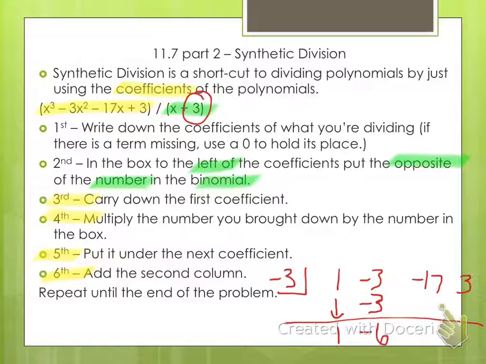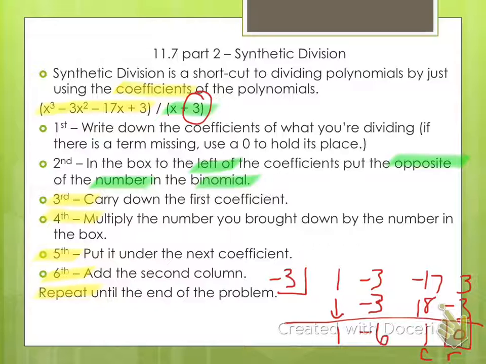Then I do the same thing. Negative 3 times negative 6 gives me 18. Add those together and I get 1. 1 times negative 3 gives me negative 3. And that gives me 0 when I add those together. Obviously, I repeat until I get to the end of the problem. And so my end is 1, negative 6, 1, and 0. The last number I always put in a box because that's my remainder.